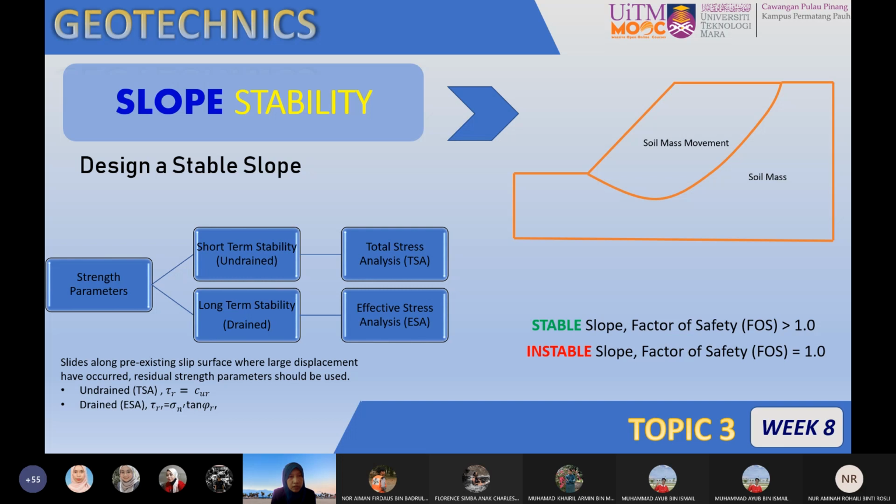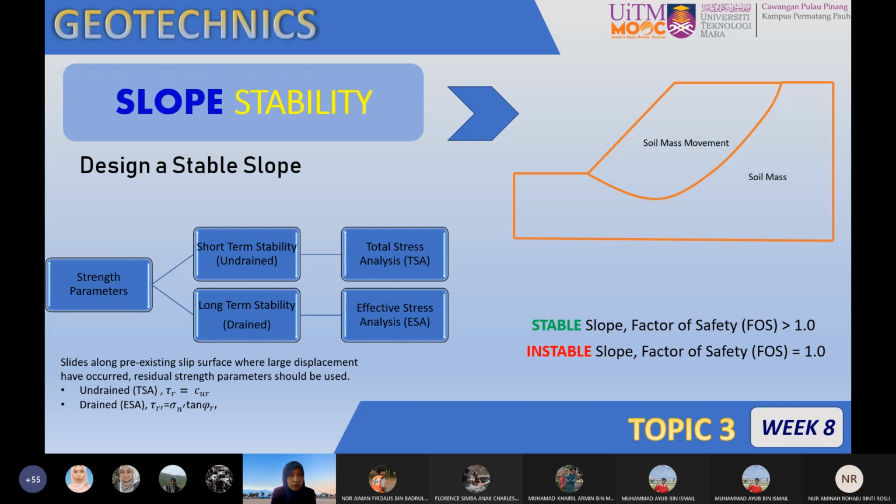For example, if you have slides along a pre-existing slip surface where large displacement has occurred, I mean that this slope has a history of failure. So the residual strength parameters should be used when you design the slope stability.